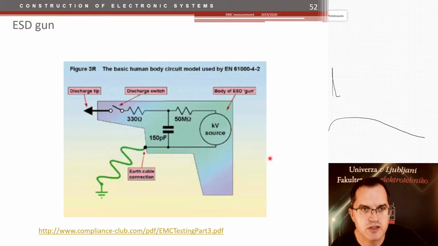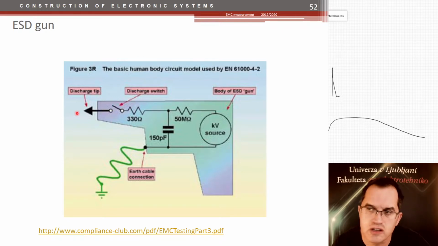For all these measurements, we have special instruments called ESD guns. These guns actually contain high voltage sources and some capacitors and resistors. So this is a human body model. Let's say that we as humans have around 150 picofarads of capacitance towards ground, and the resistance of the skin on the end of the finger together with the human body itself is 330 ohms. And that is then forming a human body model. And then you discharge into a tip.